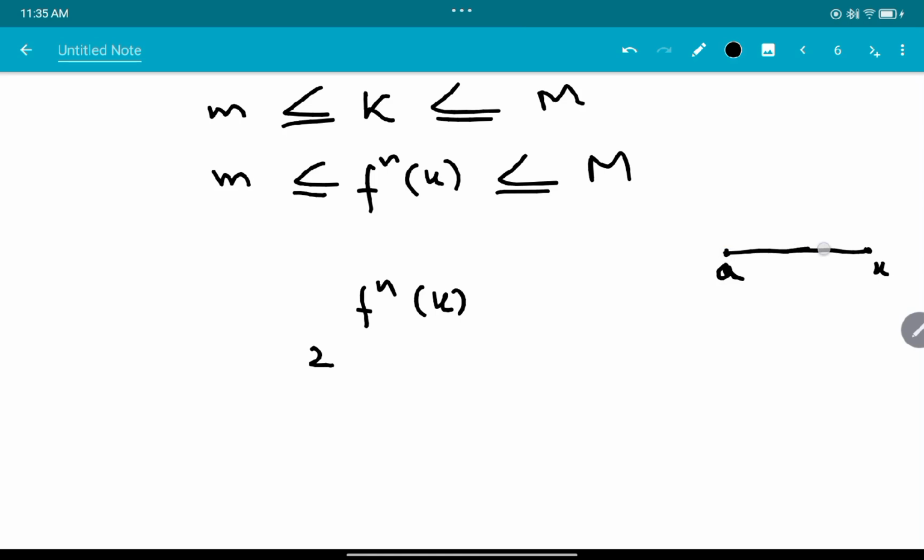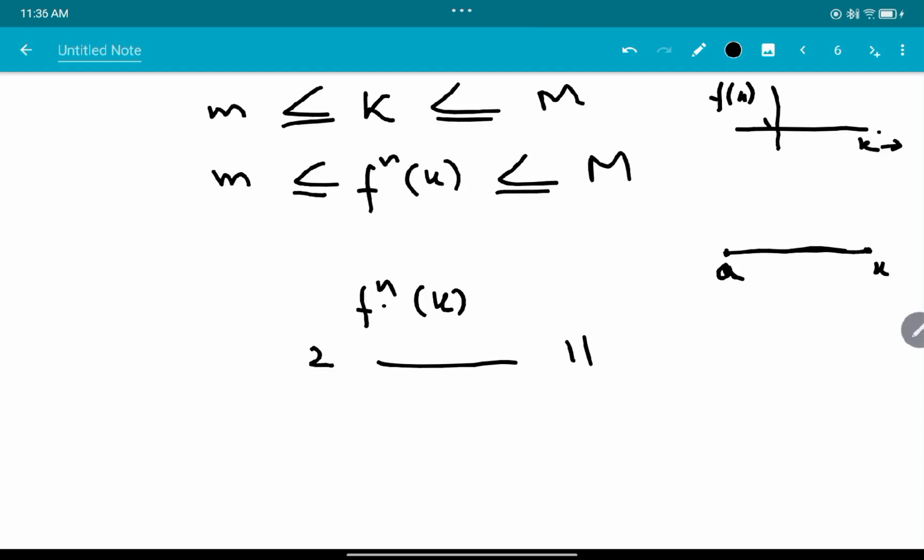I'm not talking about this value. Suppose I plot a graph. Here I plot x, here I plot f(x). I'm not talking about the value of x, I'm talking about the value of f(x). f(x) has minimum value 2 and maximum value, say, 11.